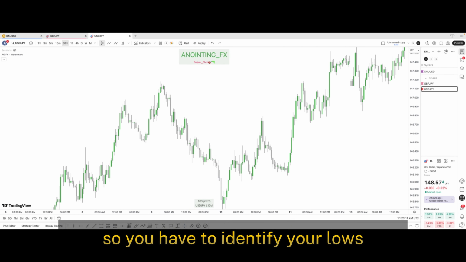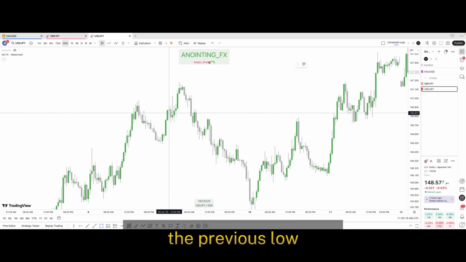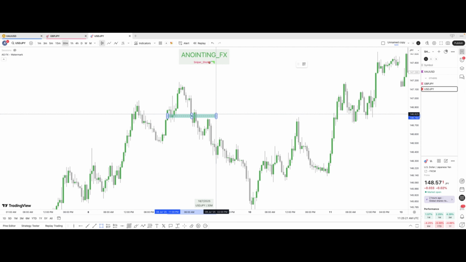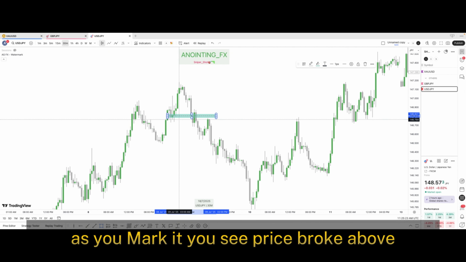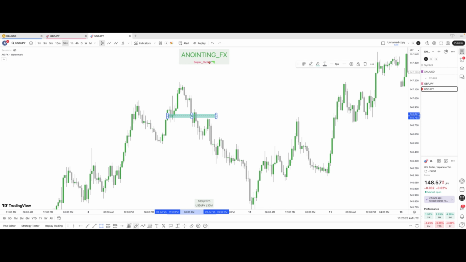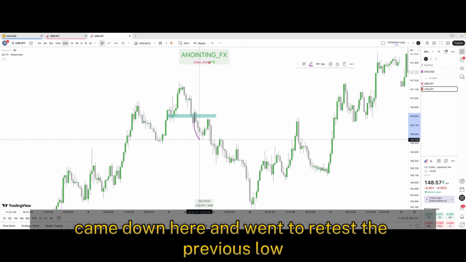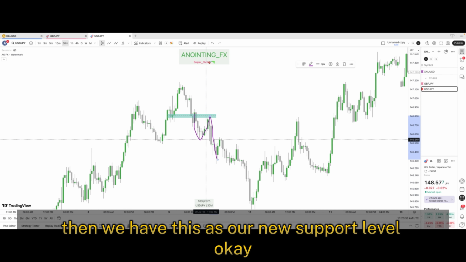So you have to identify your lows and then you mark them. So this is the previous low. So as you mark it, you see price broke below the support level. Price broke below the support level, came down here, went to retest the previous low, then it sold. Then we have this as our new support level.